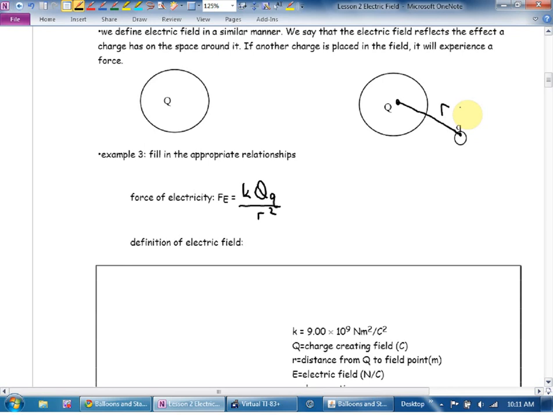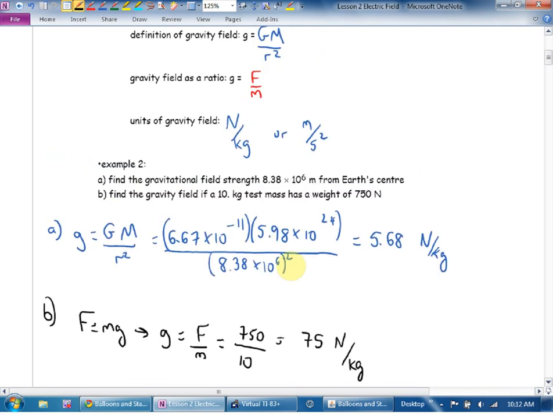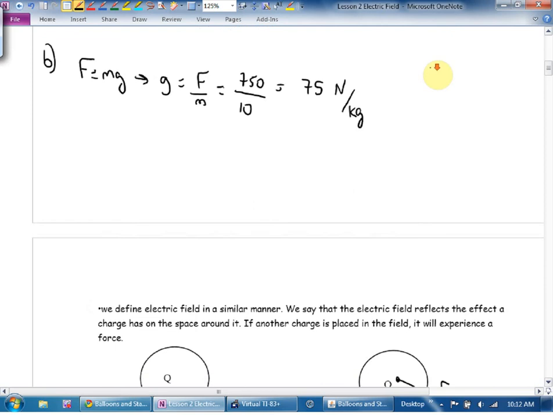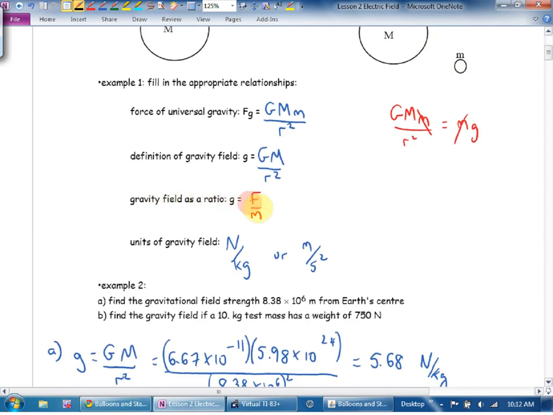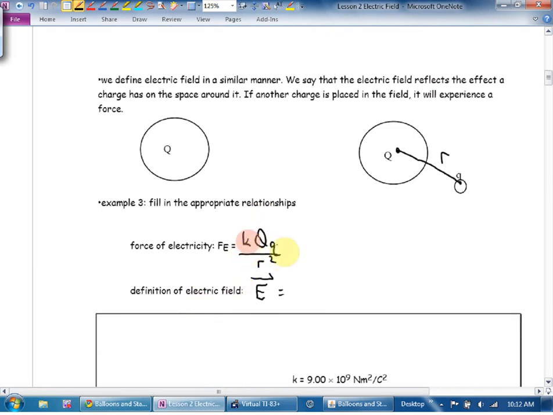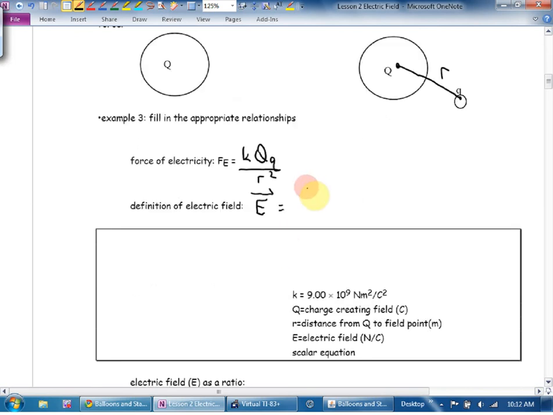What was the definition of electric field then? Well, the same way that gravitational field said, there's your little mass, this is your field. For electric field, capital E. We found gravitational field as a ratio by dividing the force by little m. What's the equivalent of mass when we're talking about electric force? Charge. As a matter of fact, we're going to say the electric field is F divided by little q.